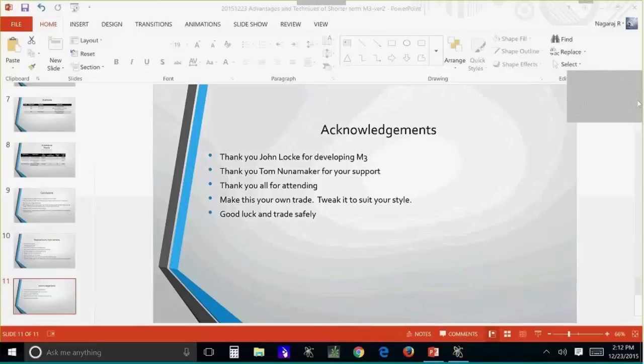No. I urge all the people that are attending to make it their own trade, tweak it and make it their own. It's never going to be perfect, but you just have to tweak it to suit your style. So, good luck and trade safely.